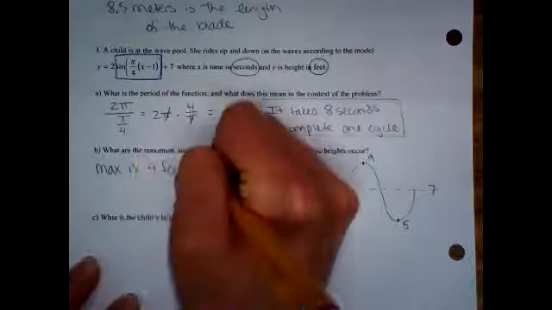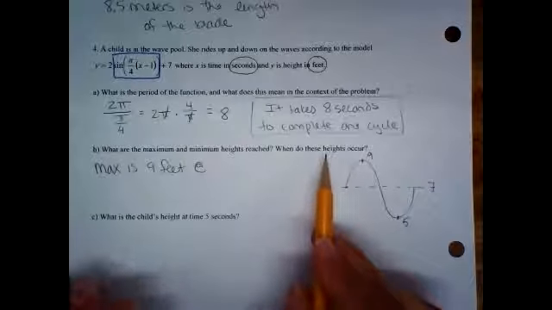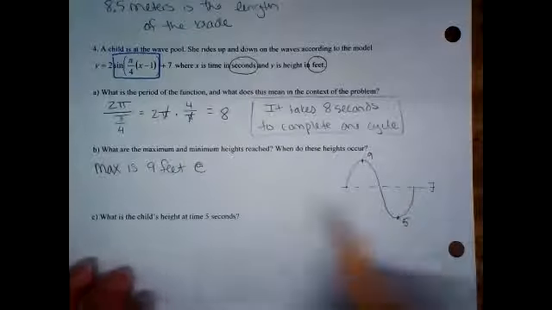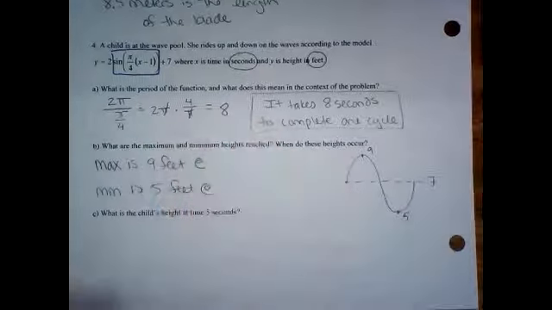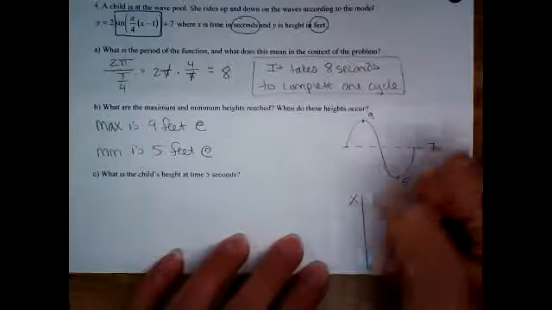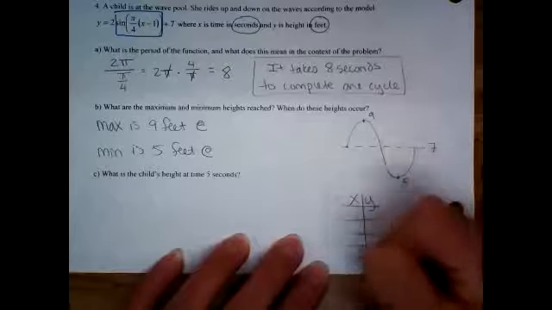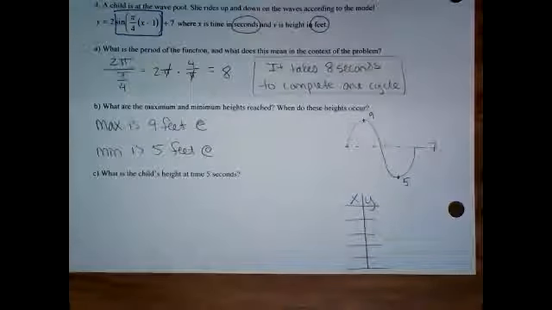So maximum is 9 feet at, and we have to say when that happens. Let me come back to that because I tend to like to make a table for that. So the maximum is 9 feet at, we'll come up with that. Minimum is 5 feet at, and then we'll come up with that. I would just make a table exactly the way you're going to do on your quiz. This was X and Y for this one. I would just fill it in as a table.